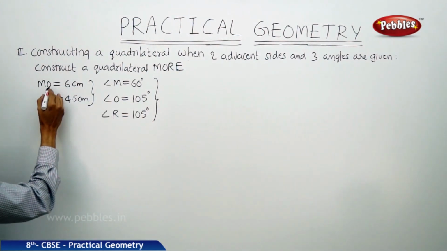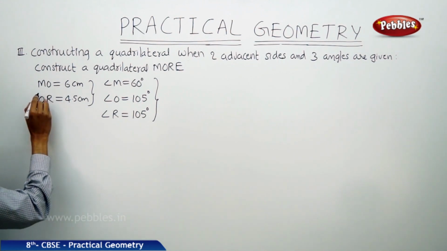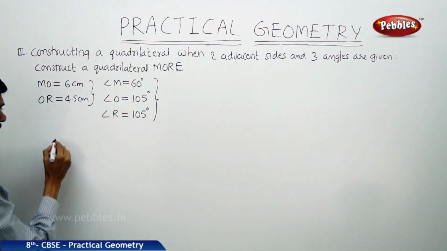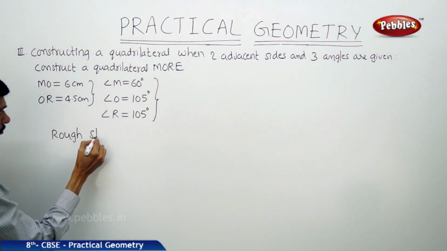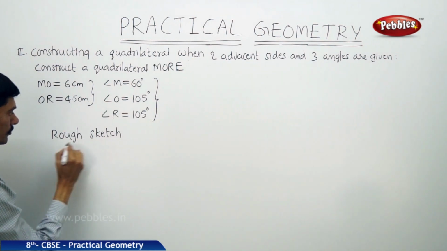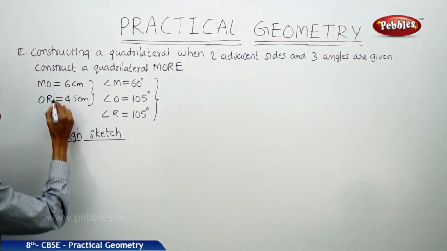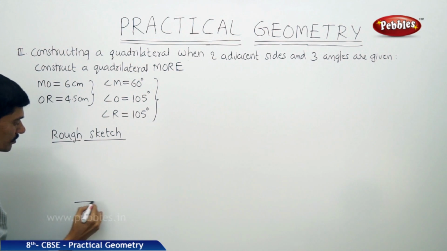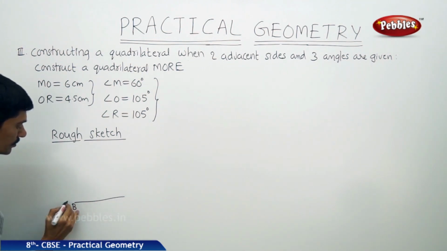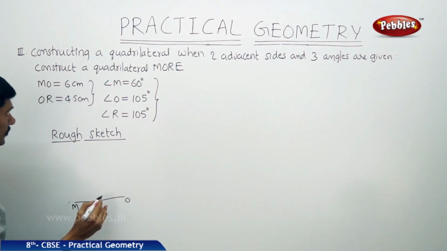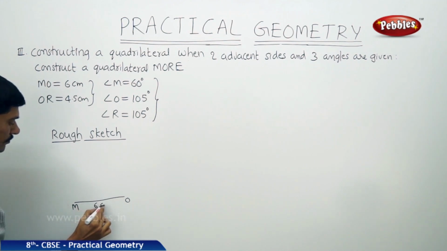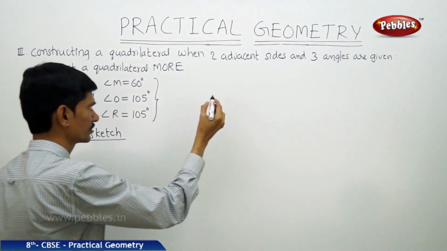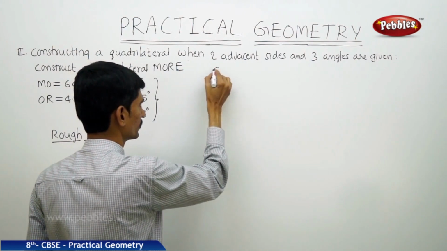Now first we will take either MO or OR as the base. So first we will take MO as the base. Now let us draw the rough sketch. We will take MO as a base. Draw a line segment, MO is 6 centimeters. So let us write the steps of construction also immediately.